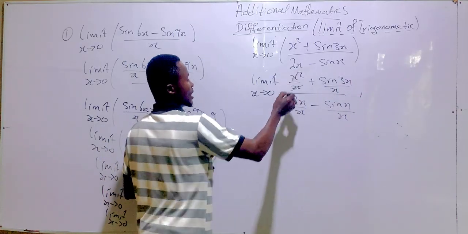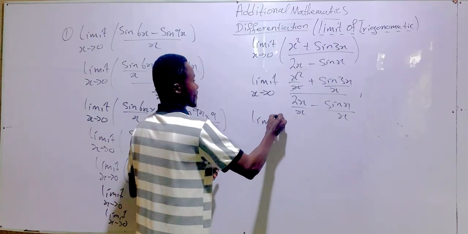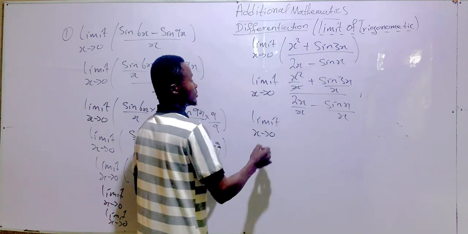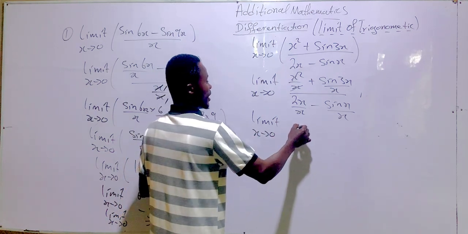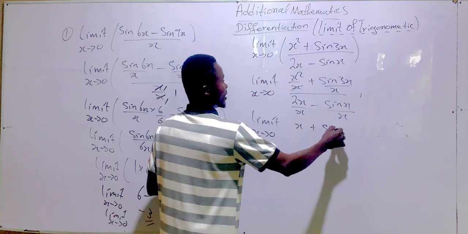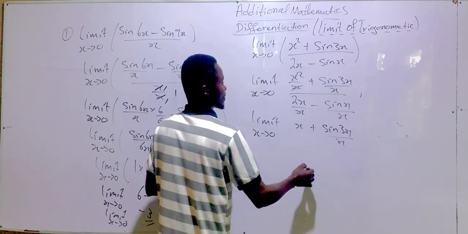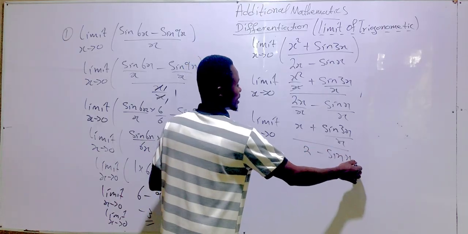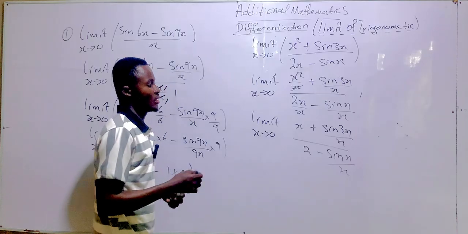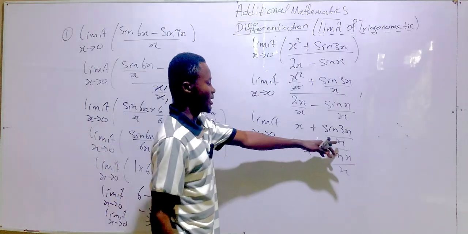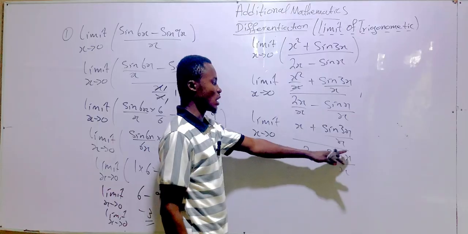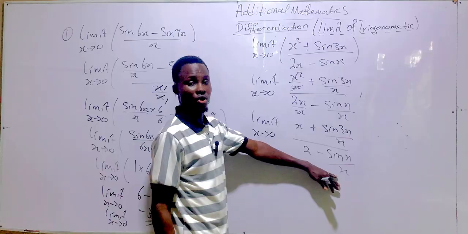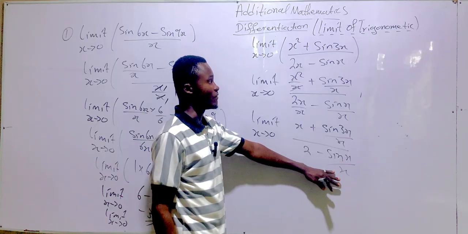Now this will cancel that. So we have the limit as x approaches 0 of x plus sine 3x all over x, all over 2 minus sine x all over x. Now what do we do here? I have to make the denominator and this also be equal. So I have to multiply the numerator by 3, the denominator also by 3. This one there is already accurate for the limit function.